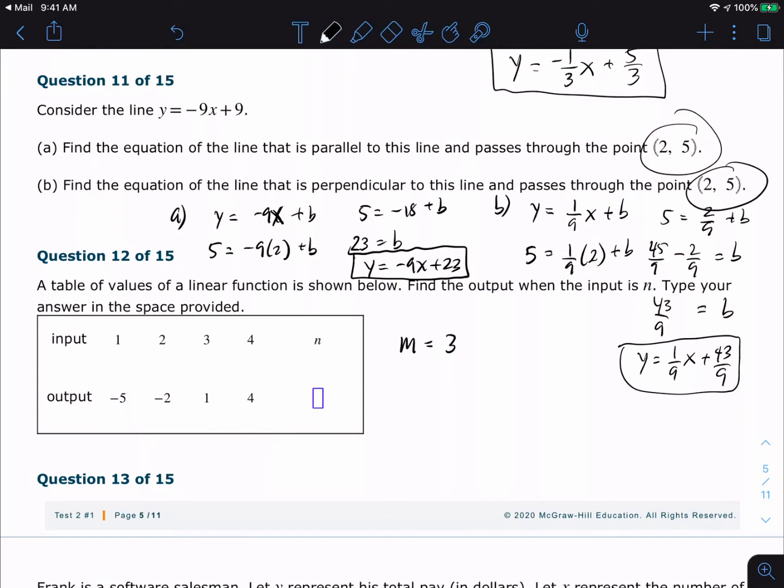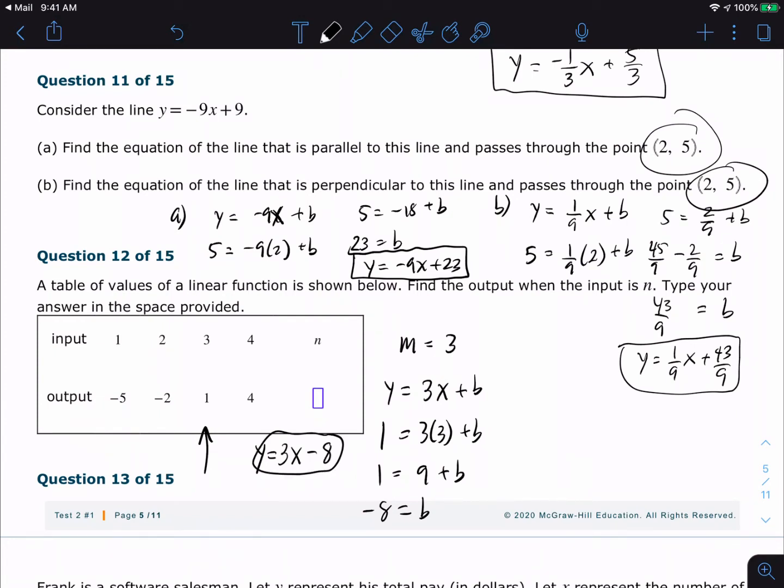And now when it wants the nth term, the way I'm going to do it is I'm going to use one of the points and see what I get. So I'm going to go y is equal to 3 times x plus b. And let me use the (3, 1) numbers. So the input is 3. That goes for x. And the output is 1. So I'm going to get 1 is equal to 9 plus b. Subtracting 9 from 1 is going to give me negative 8 for b. And so my equation is going to be y is equal to 3x minus 8.